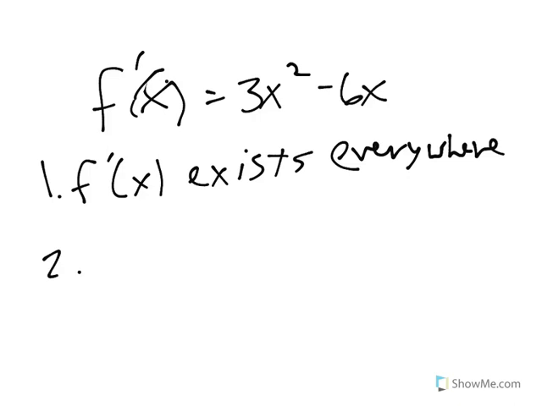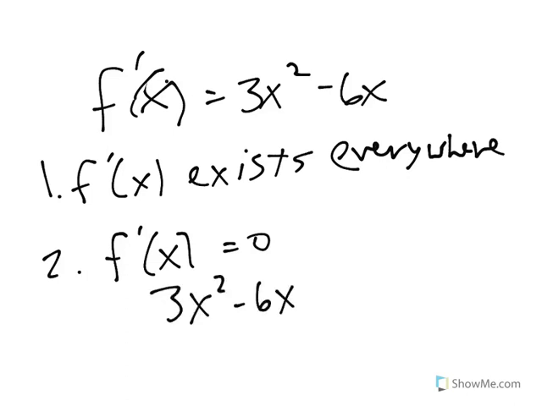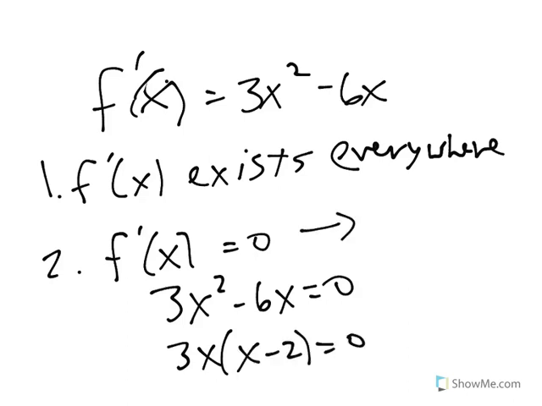Now for number 2, we want to set f prime of x equal to 0 and solve. So 3x squared minus 6x equals 0. Factor out a 3x, and you're left with an x minus 2. And so this is going to give you x equals 0 and x equals 2. And those are your critical values that could either be local maximums or local minimums.